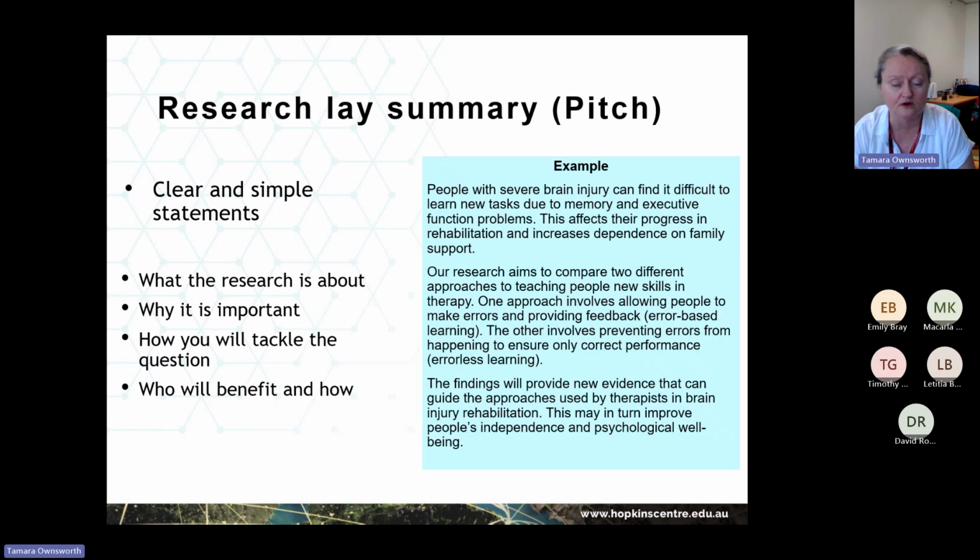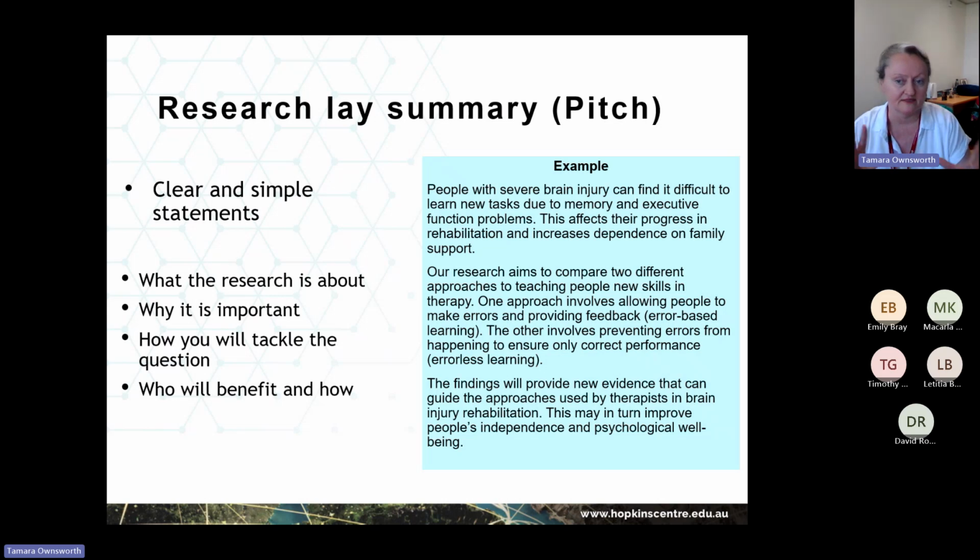So that comparison of these two approaches will provide new evidence that can guide the approaches used by therapists in brain injury rehabilitation. This may in turn improve people's independence and psychological well-being. So that's the who will benefit and how.